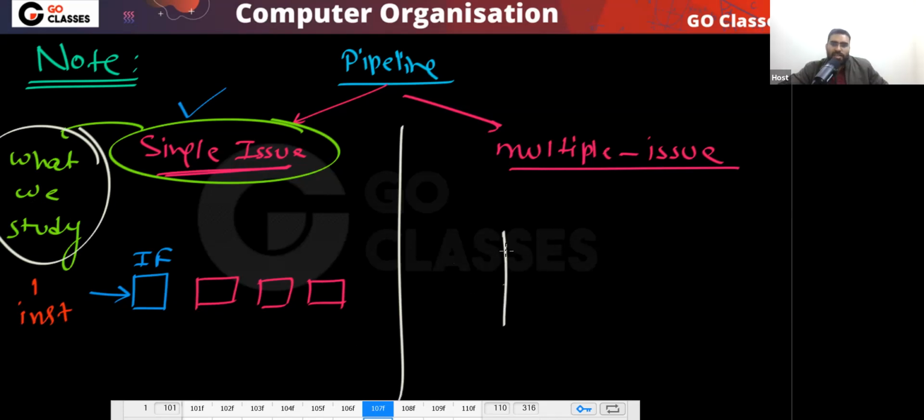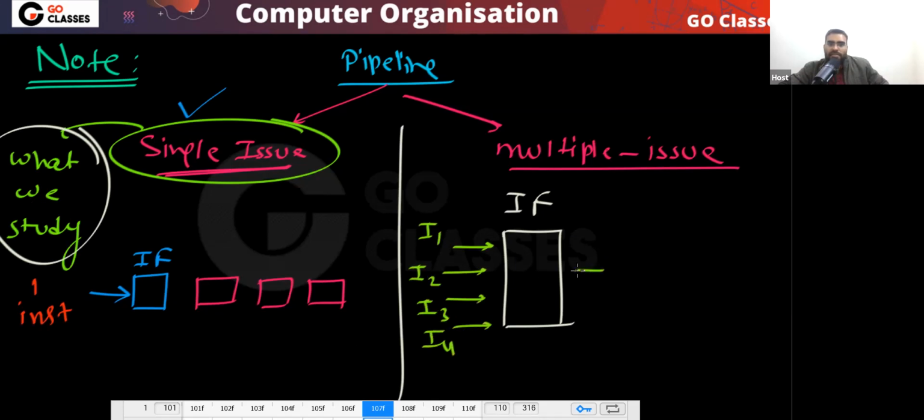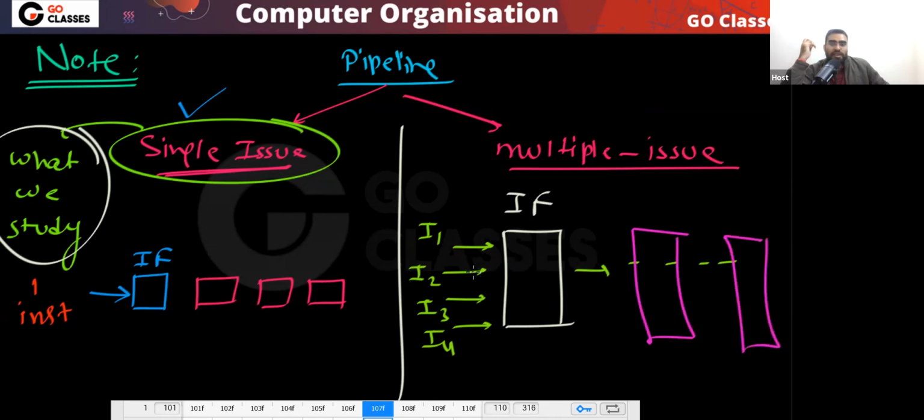Multiple issue means you can fetch many instructions simultaneously: I1, I2, I3, I4. Many instructions can be decoded and executed simultaneously. I1 is using the ALU, I2 is also using the ALU, I3 is also using the ALU, all in the same cycle.